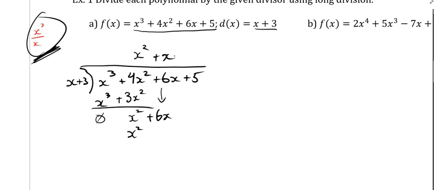And then x times 3 is 3x. And I subtract. 6x minus 3x is 3x. And I bring down the 5. You also don't have to write those arrows. That's just, I'm showing so people can see where things come from for the lesson.